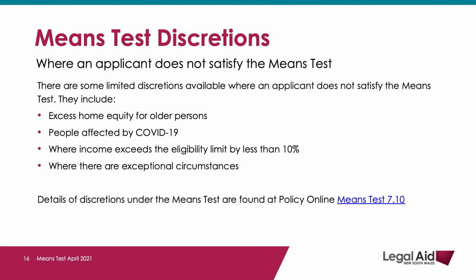Where an older person has equity in the home that exceeds the allowable amount, there is a discretion to grant legal aid on the condition that the cost of proceedings is secured by a charge over the property. Legal Aid New South Wales will only enforce the charge if the property is sold or transferred. There is a discretion to grant aid where an applicant exceeds the assets test because of stimulus payments associated with COVID-19 or where their income exceeds the $400 limit by less than 10%.